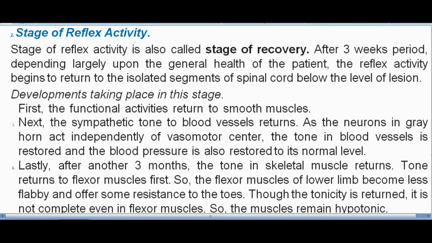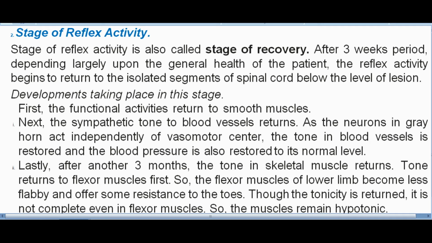First, the functional activities return to smooth muscles. Next, the sympathetic tone to blood vessels returns. As the neurons in gray horn act independently of vasomotor center, the tone in blood vessels is restored and the blood pressure is also restored to its normal level.